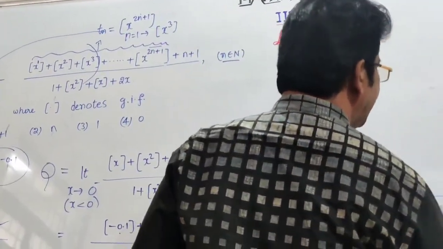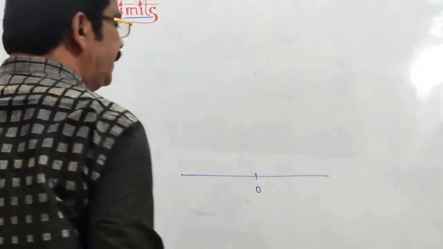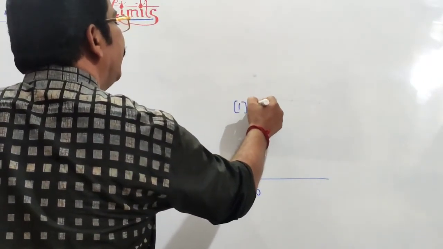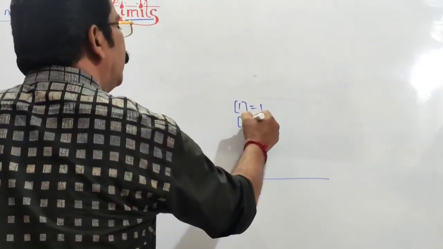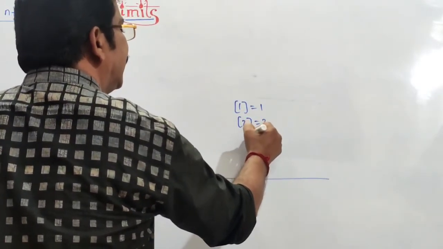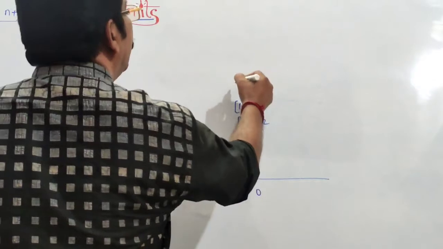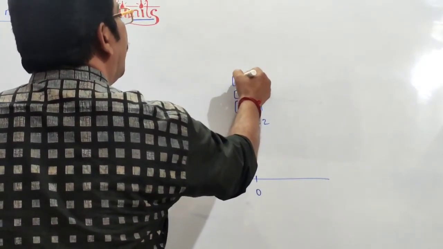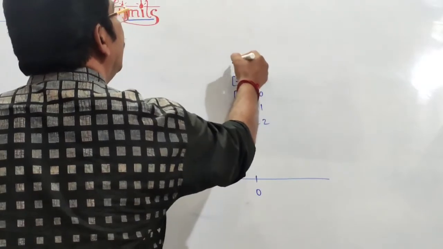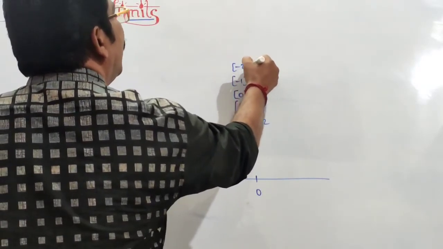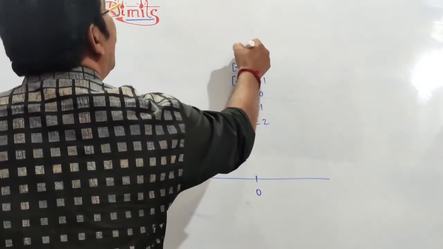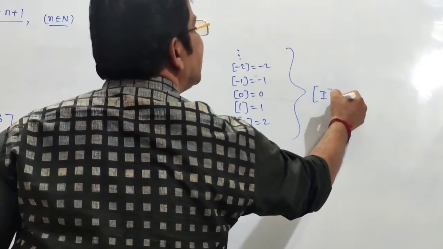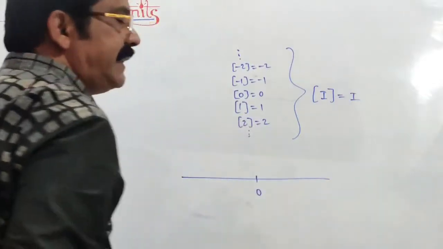Listen, this is a 0. For example, box of 1 means 1. Box of 2 means 2. Just like that for positive. Negative: first 0. Box of 0 value 0. Box of minus 1 value minus 1. Box of minus 2 value minus 2. So by all means, box of any integer is equal to the same, whether it is positive or negative.